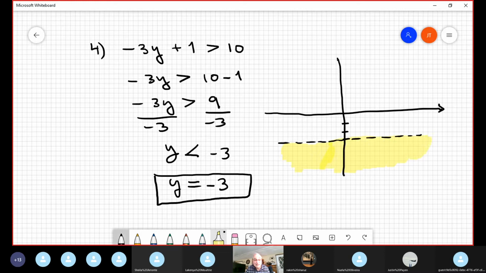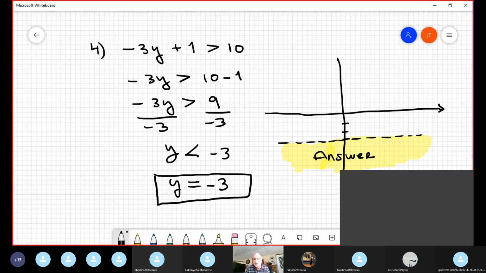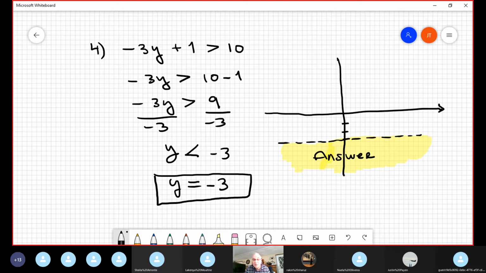And angry. This is the answer. You're picking on me today. Yeah, the answer is the yellow part. The answer is the yellow part. When you shade that, you finish. Bianca, flip it because you are dividing by negative 3.